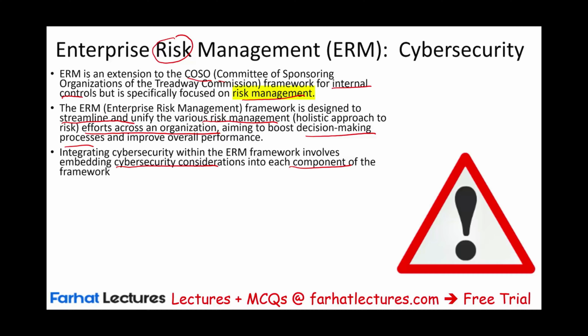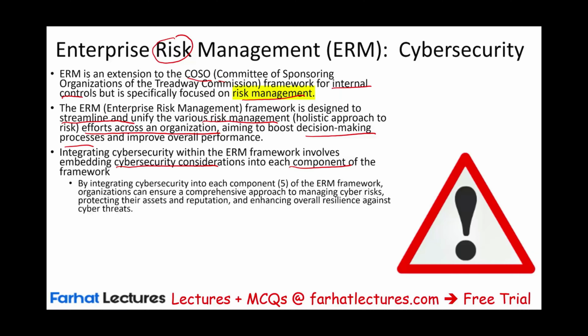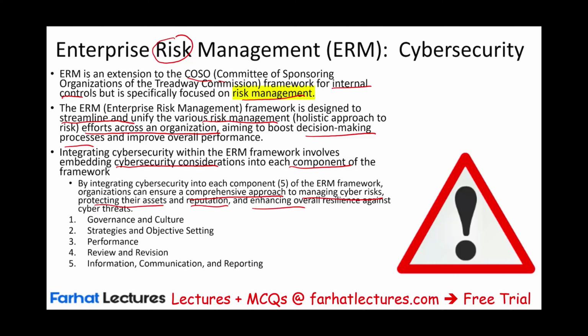We're going to have 5 components. No surprise, we also have 5 components for the COSO internal control framework. This way we can ensure a comprehensive approach to managing cyber risk, protecting our assets, our reputation, and enhancing overall resilience against cyber threats. The 5 components are governance and culture, strategy and objective setting, performance, review and revision, and information, communication, and reporting.